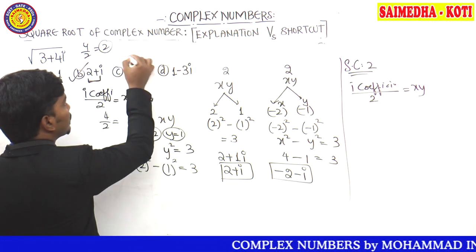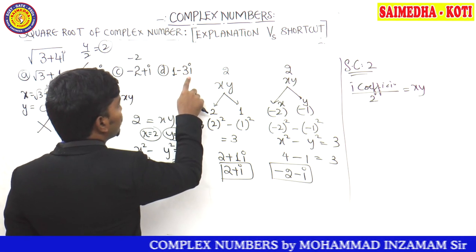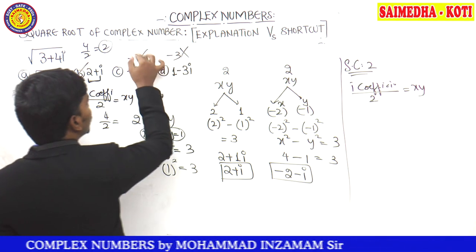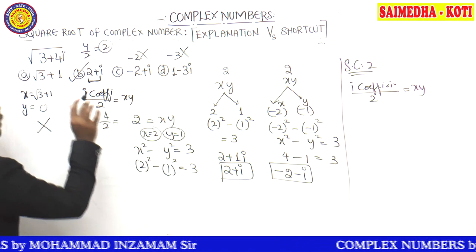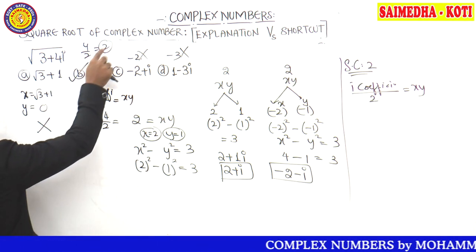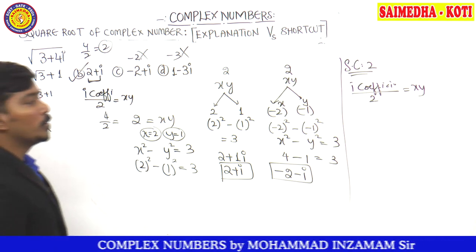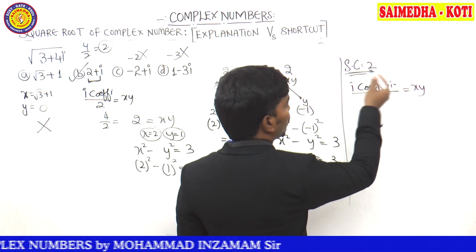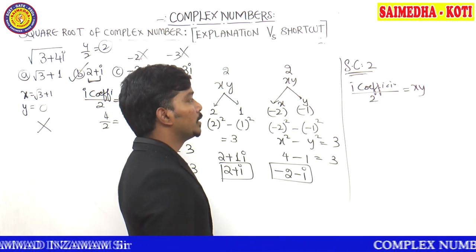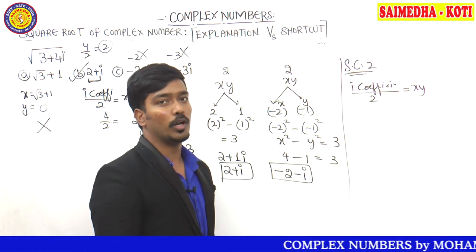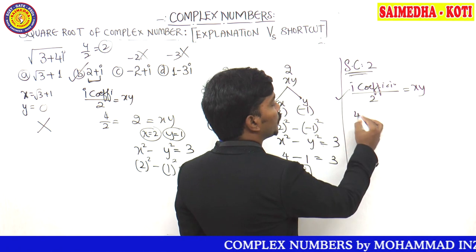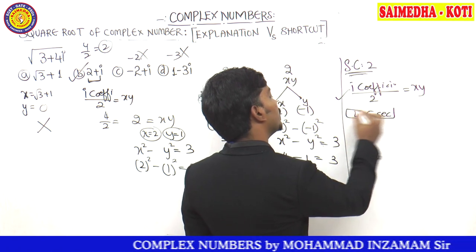Minus 2 into 1 guys, minus 2 it is. 1 into minus 3, it is minus 3. So this is also wrong, this is also wrong. You need to focus guys, I coefficient by 2 equal to multiple of x and y. That's how you need to prove. So shortcut 2 is also very simple. This is verification method guys. In examination, whichever you want to follow. This method is also going to give you the answer within 4 to 5 seconds only.